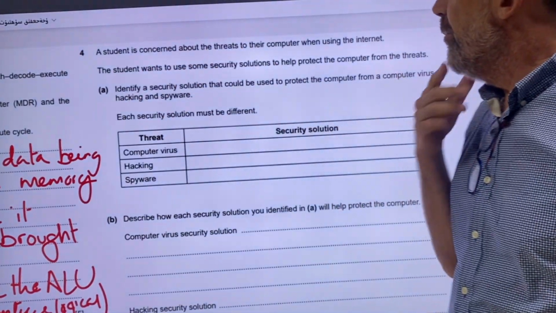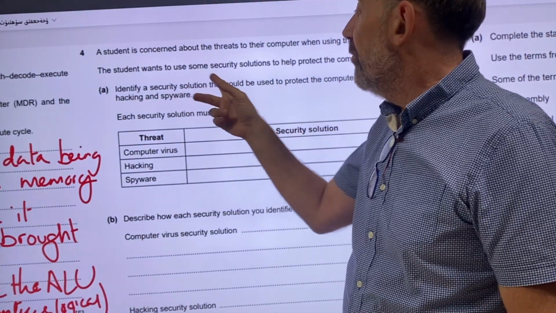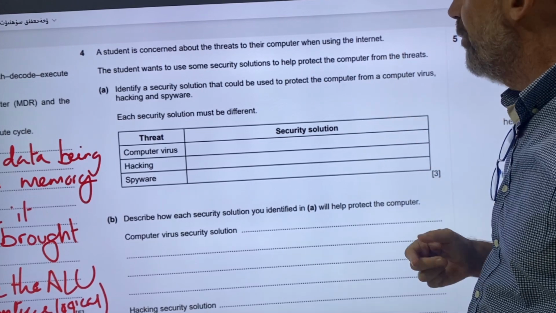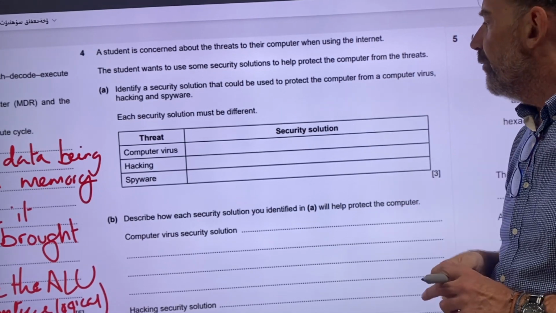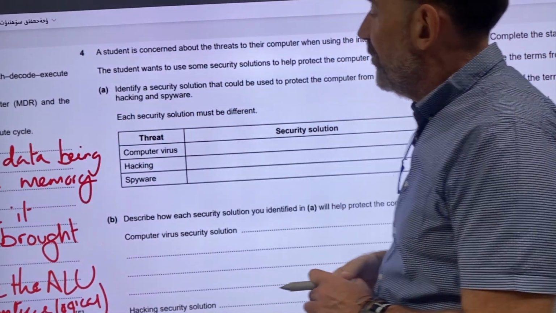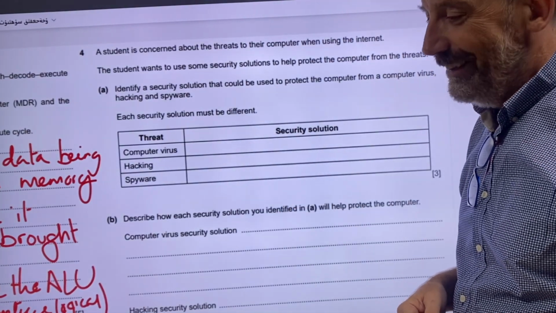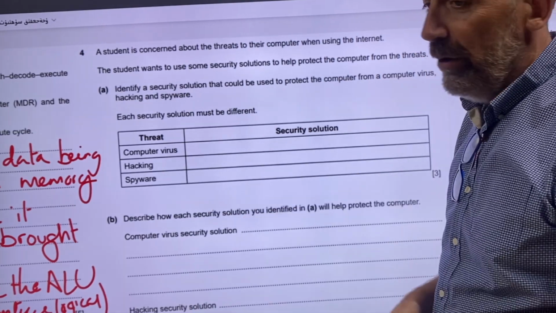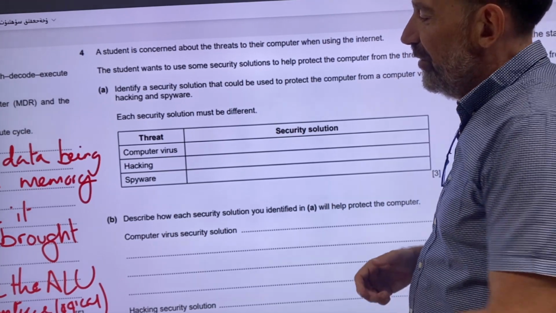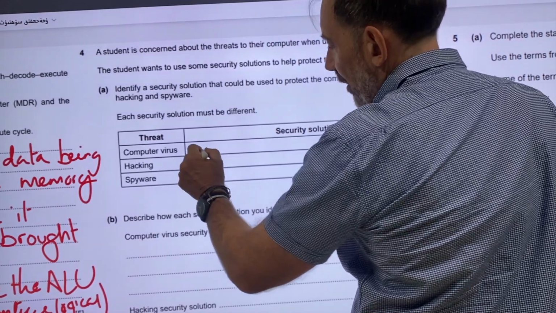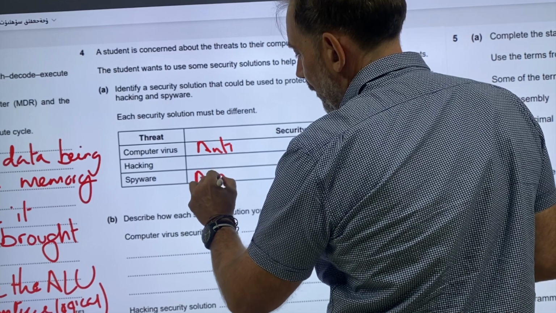A student is concerned about the threats to their computer when using the internet. Oh dear. The student wants to use some security solutions to help protect the computer from threats. Identify a security solution that could be used to protect the computer from a computer virus, hacking, and spyware. Each security solution must be different. Because you could put firewall, firewall, firewall for all of these, I suppose. But what I'm going to do is the easy ones. Anti, anti.